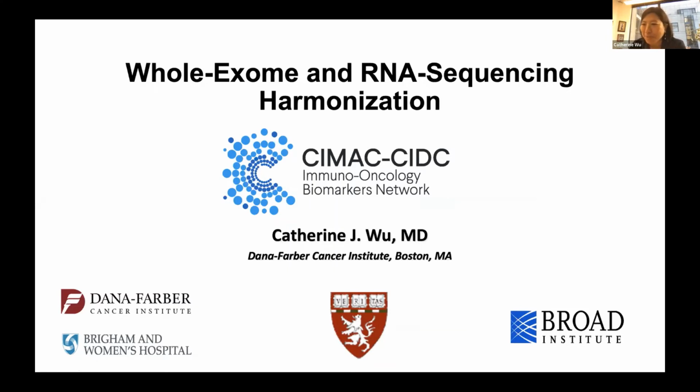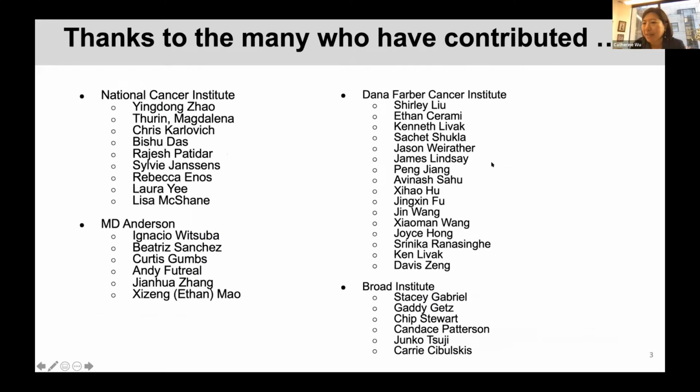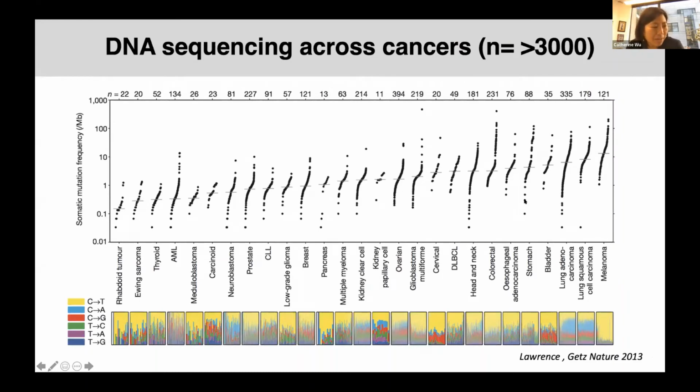I'm really pleased to be here and share with you some of our efforts across the network to harmonize our Tier 1 assays. I'm going to speak on behalf of the network in terms of our genomic assay harmonization. This has been a large-scale effort, and it's been such a pleasure to work not only with the NCI, but colleagues at MD Anderson, and also within our Dana-Farber, CIMAC, and CIDC network, as well as our close colleagues at the Broad Institute.